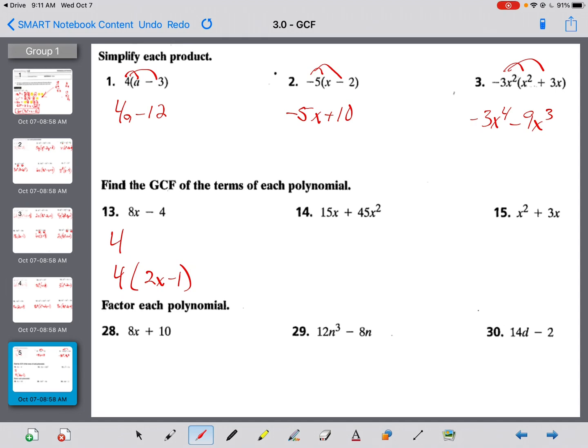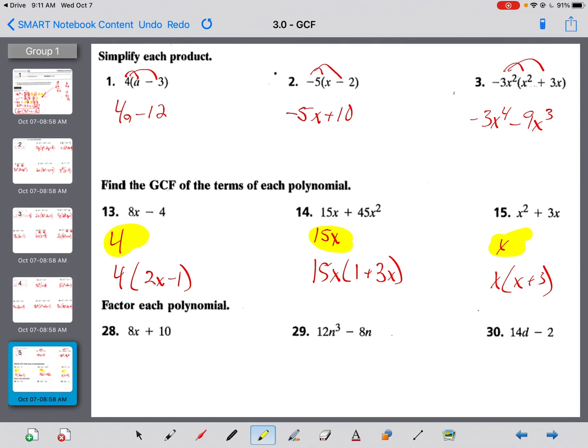What's the GCF of number 14? Well, it'd be 15 and an x. And if I pull 15x out, that leaves me with 1 plus 3x. This one, they all have an x. So if I pull an x out, that leaves me with x plus 3. Okay. Really all it asks for is the GCF. But if you end up just factoring it all the way, that's fine, right?